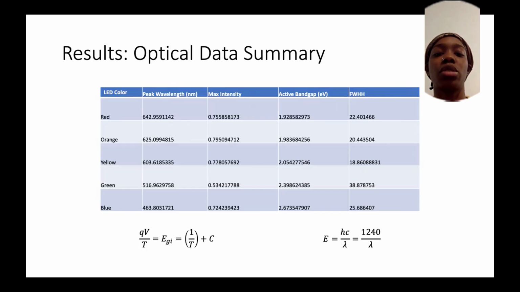This table also includes FWHM values. FWHM measures the width of each emission peak at half of its maximum intensity. This gives information about how narrow or broad the LED emission was. A smaller FWHM value means a narrower wavelength distribution, while a larger FWHM value means that the LED emitted over a wider range of wavelengths.